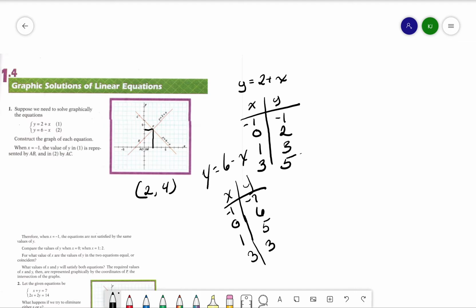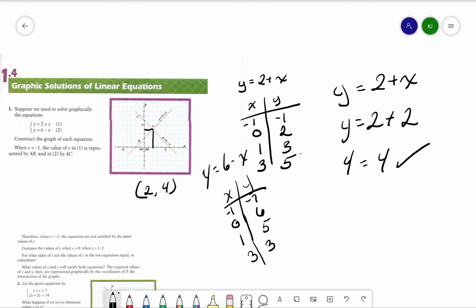Now we want to test that out and make sure that we're right. So we're going to do y equals 2 plus x. Remember to rewrite your equation so that you can remember that you got your signs correct and so that you know that you're doing the right equation. So now if we do y equals 2 plus 2, then that does equal 4. And if we were to do y equals 6 minus x and say, okay, is it going to equal 4? Yes, they do.